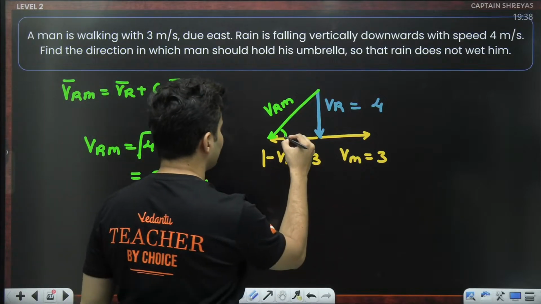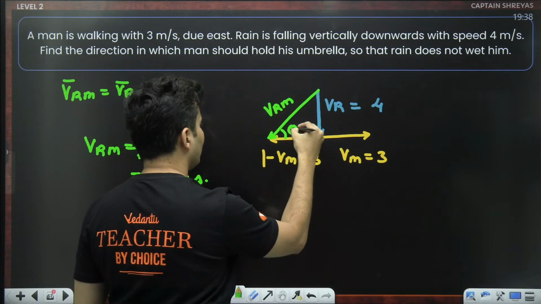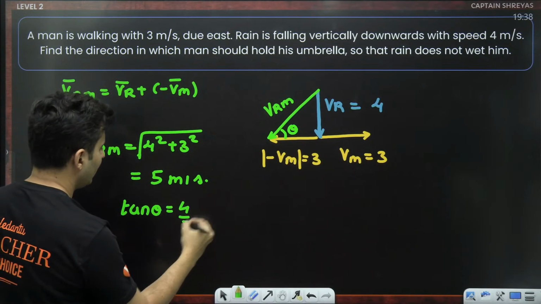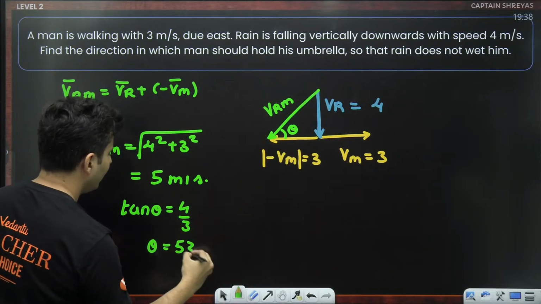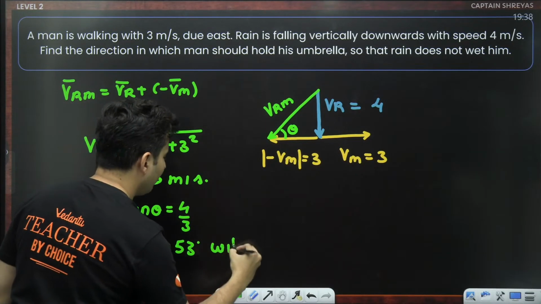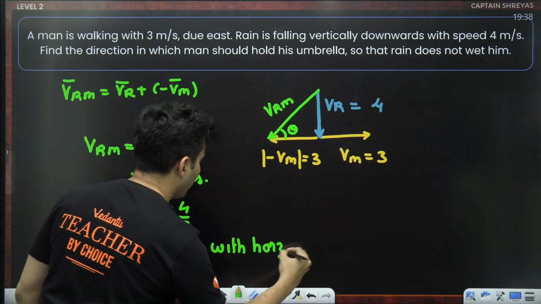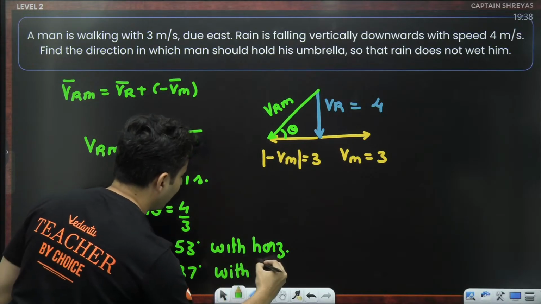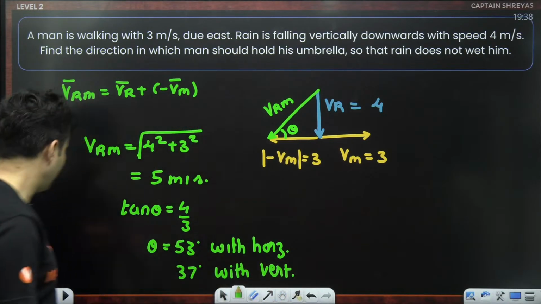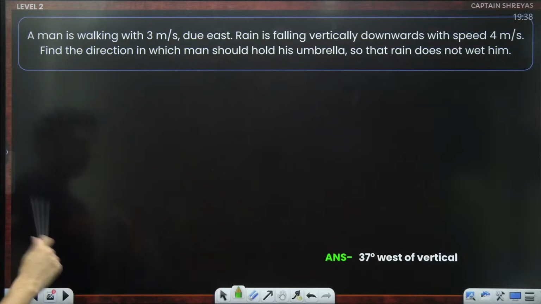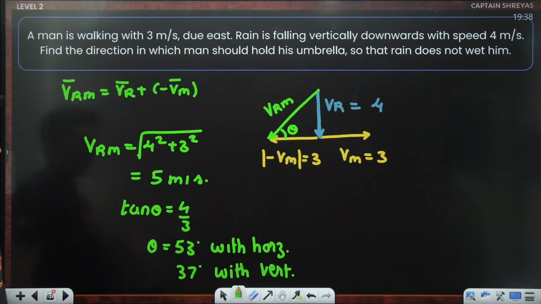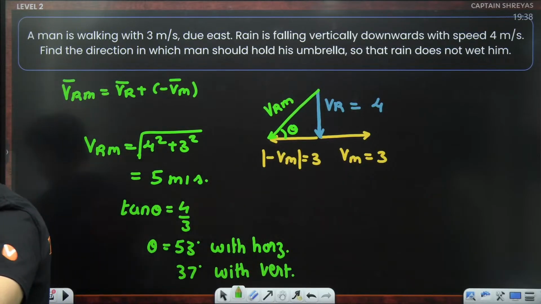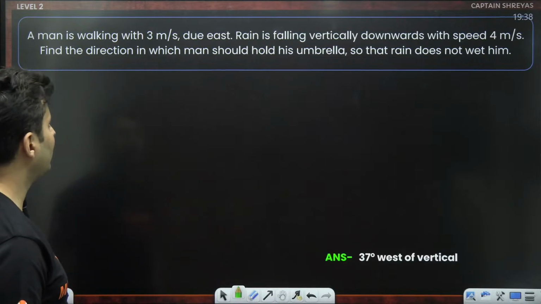So how much is this angle going to be? So guys, tan theta is 4 by 3, which means theta is 53 degrees with horizontal, and also 37 degrees with vertical, the complement. So you see the option 37 degrees with the vertical, or 53 degrees with the horizontal. Perfect. This is correct. Yes, that is the answer. Moving to the next question on your screen.